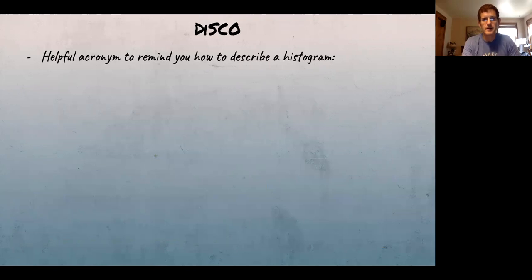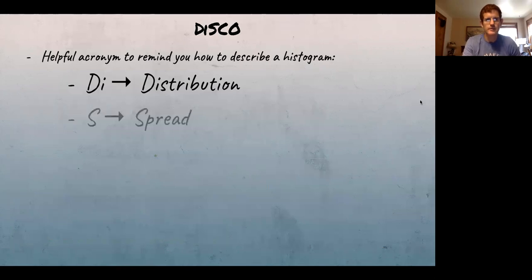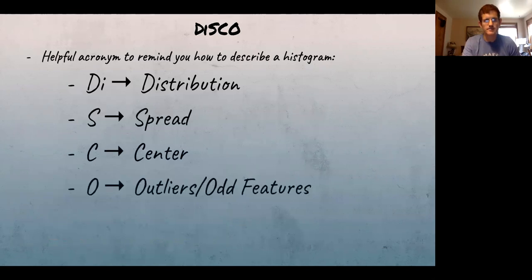And now we are going to talk about DISCO. This is just an acronym to help remind you how to describe a histogram. The DI right there at the beginning is your distribution. The S is spread, C is center, and O is outliers. Okay, and there are other acronyms that can be used. If you look online, there are people who use CUSS, C-U-S-S, or SOCS, S-O-C-S, all kinds of different things. I think for me, DISCO is just the one that's always going to make sense, and I'll remember that way easier. So we'll talk about these in detail.